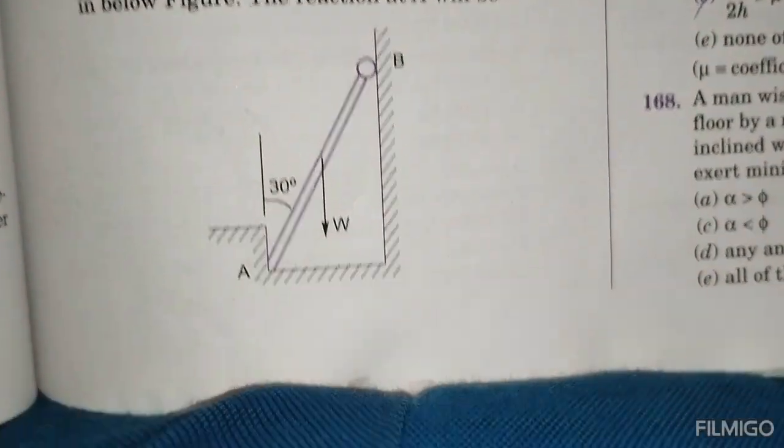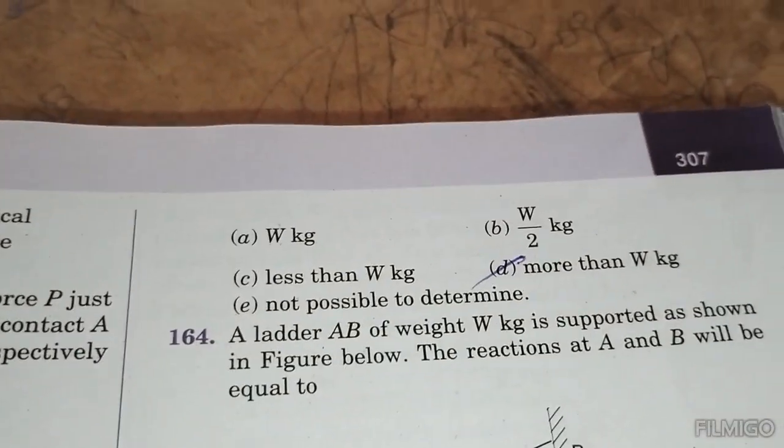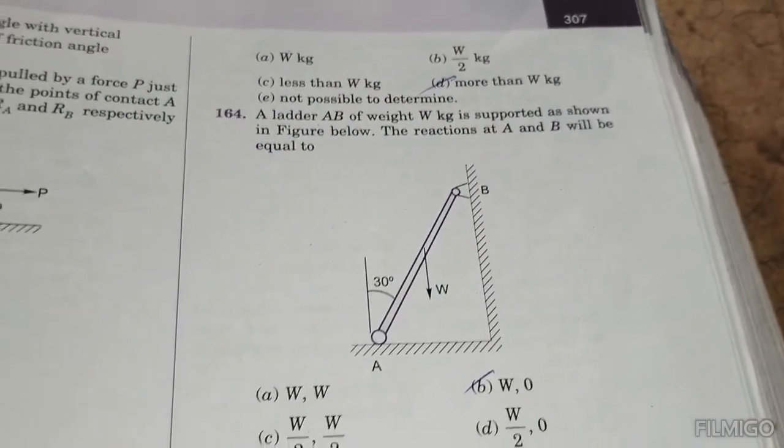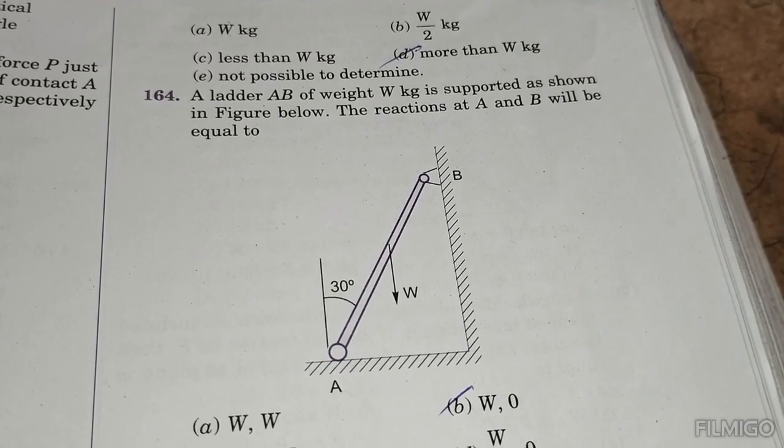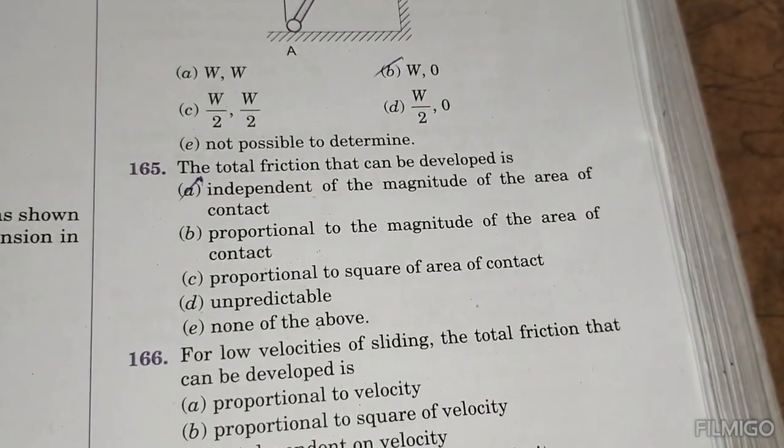Supported as shown in the figure. Ladder weight more than W kg. A ladder of weight W supported as shown in the figure below. Reactions at A and B will be equal to W, 0. The total friction that can be developed is independent of the magnitude of the area of contact.